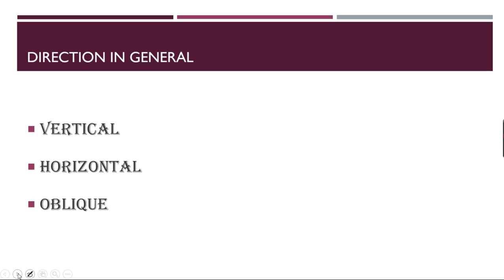So in this video, as far as the direction of the incision is concerned, basically we can divide all the incisions or almost all the incisions into three groups: the vertical incisions, the horizontal incisions, and oblique incisions. I will advise you, when we are discussing various types of incision, to have this in your mind, whether it's a vertical incision or a horizontal incision or an oblique one, for your memory.